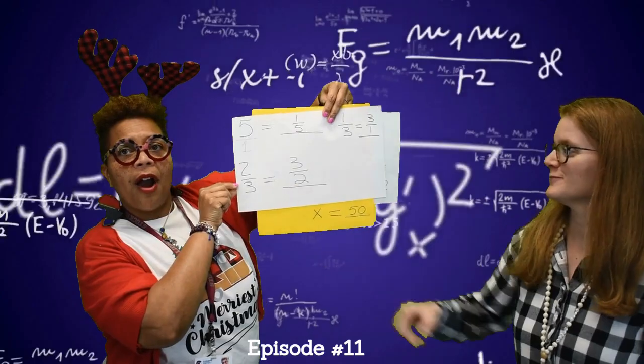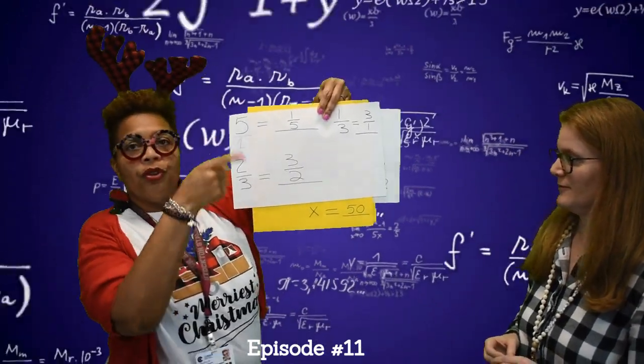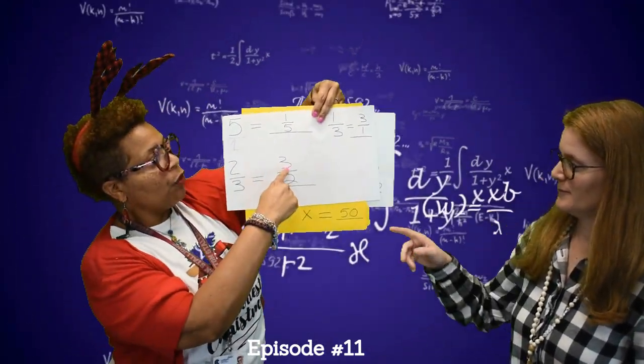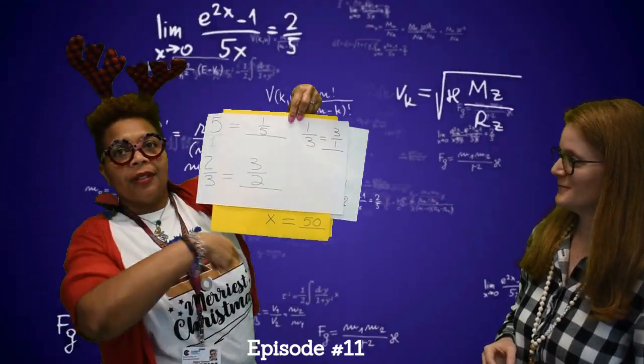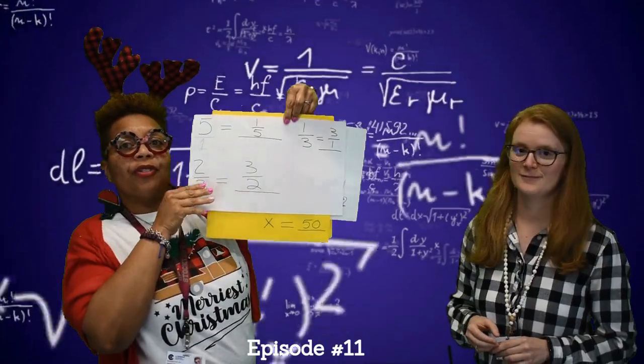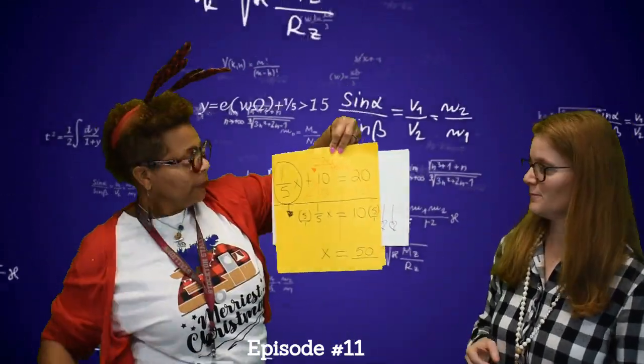And then we have 2/3. You do the reciprocal, which will give you 3/2. Here we have 1/3. You do the reciprocal, it's 3/1, or it's 3, because it's now a whole number.